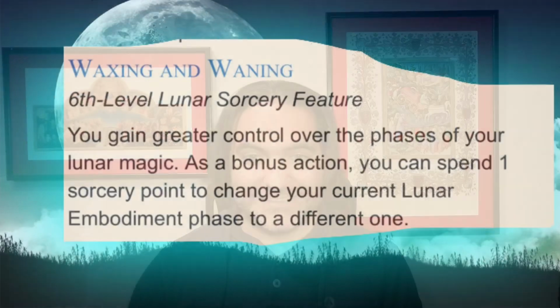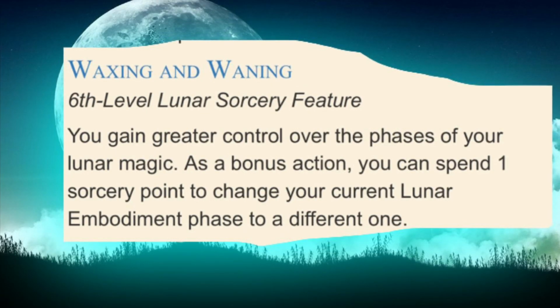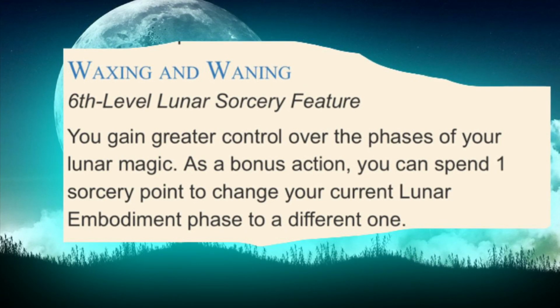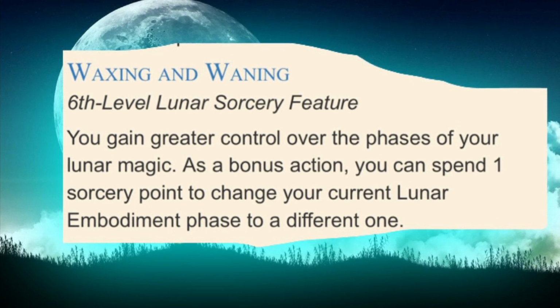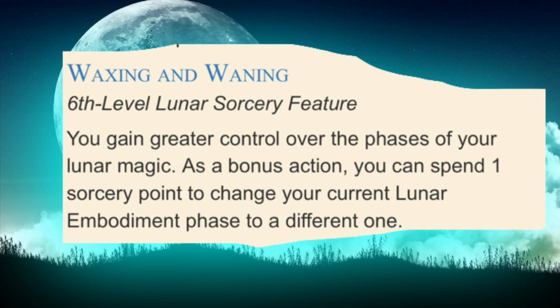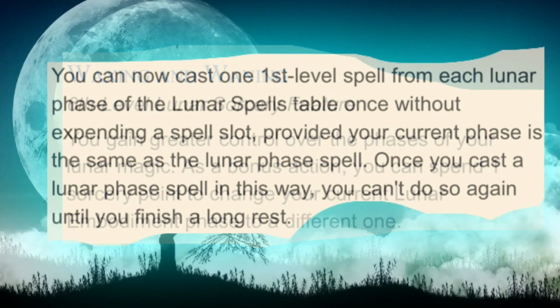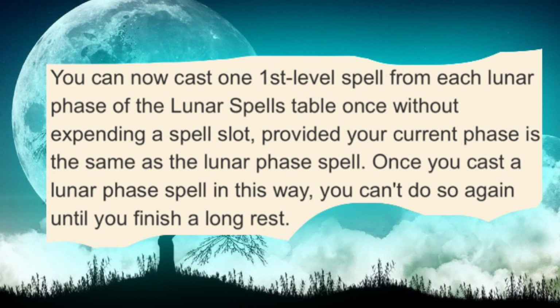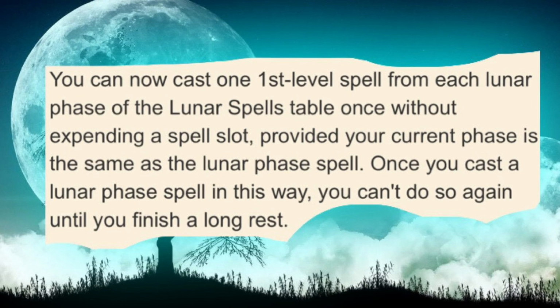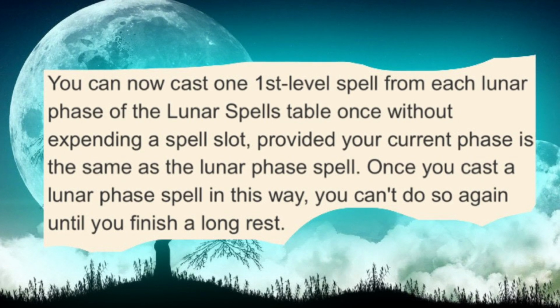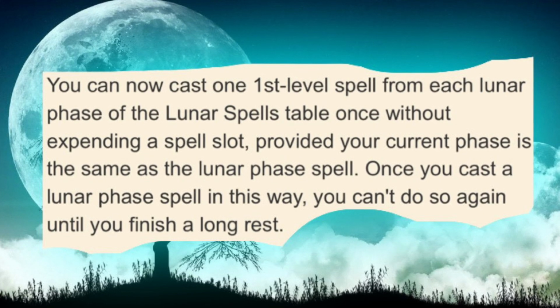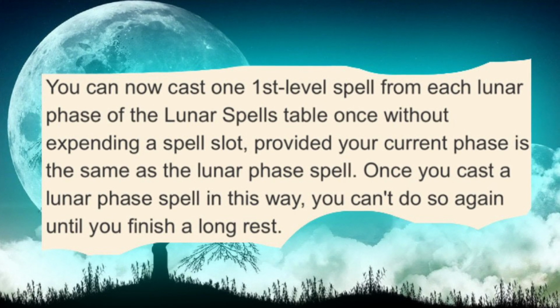Your other 6th level ability is Waxing and Waning. You gain greater control over the phases of your lunar magic. As a bonus action, you can spend 1 sorcery point to change your current lunar embodiment phase to a different one. You can now cast 1 first level spell from each phase of the lunar spells table once without expending a spell slot, provided your current phase is the same as the lunar phase spell.